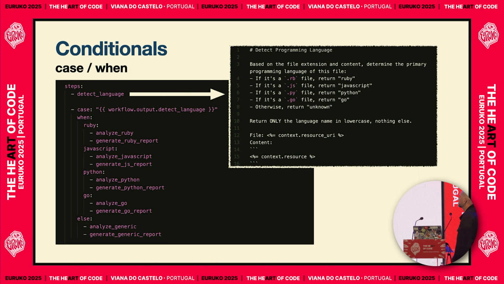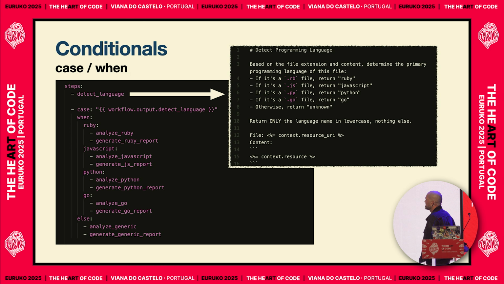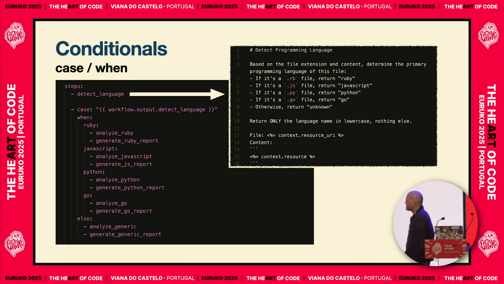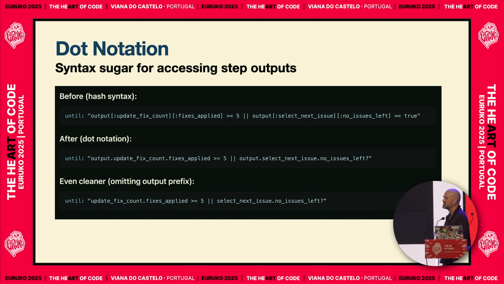And in this case, it's going to return the language in lowercase, and then that case statement there on the third line of the workflow says case workflow output detect language, and that's what drives the case expression. The reason that you see dot notation there is because we said, oh, it's just such a pain to have to write out the hash notation and everything, so we just went ahead and implemented dot notation that will navigate hashes to make sure that that workflow file stays really nice and readable.